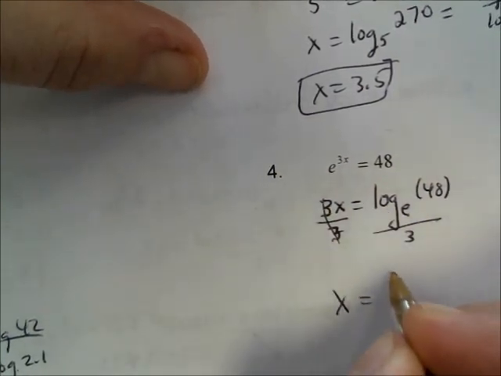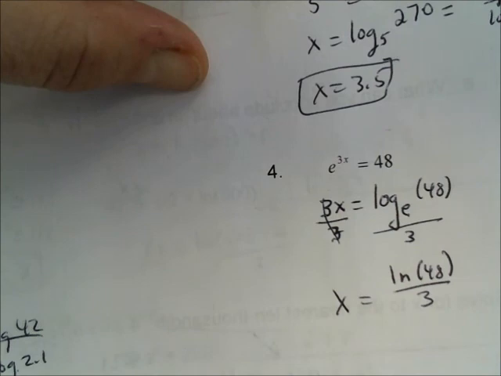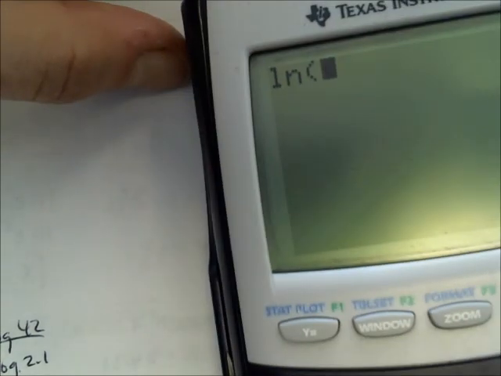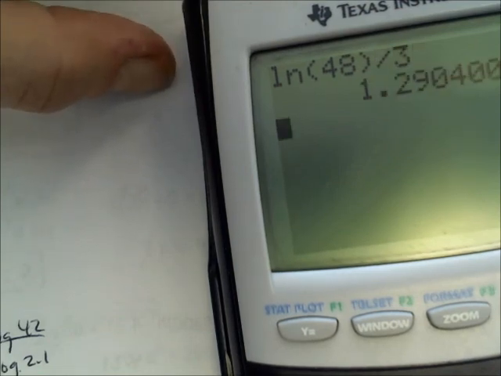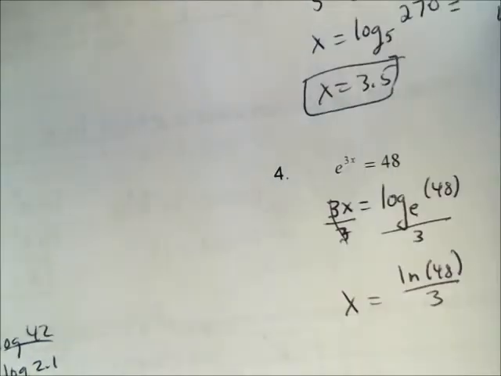The log base e is ln. So we're going to do the ln of 48 divided by 3, and either calculator will do the same thing for you. So the ln of 48, close parentheses, divided by 3 is 1.290, rounded to the nearest tenth is 1.3.